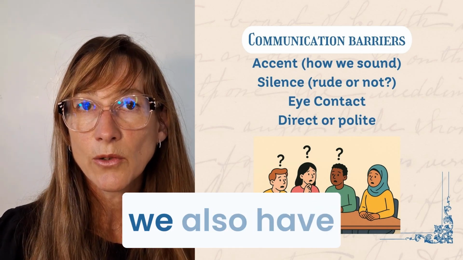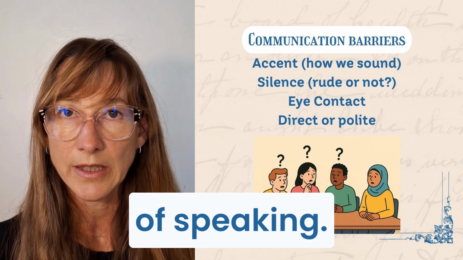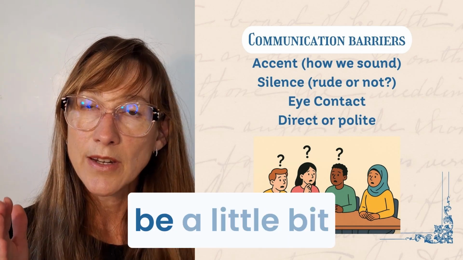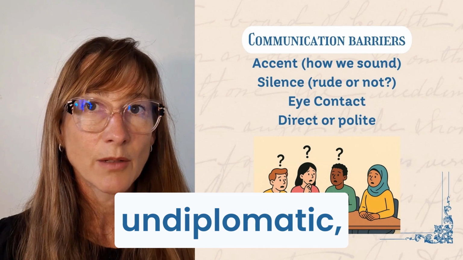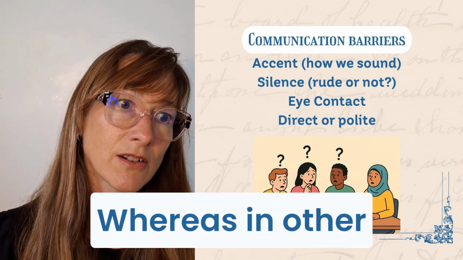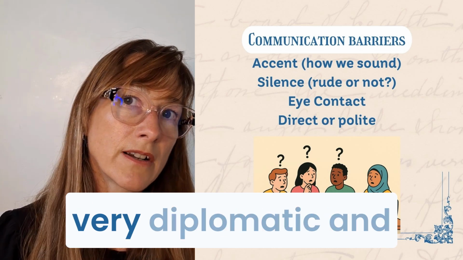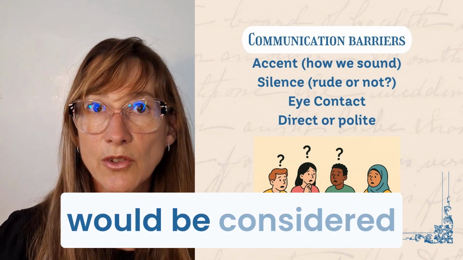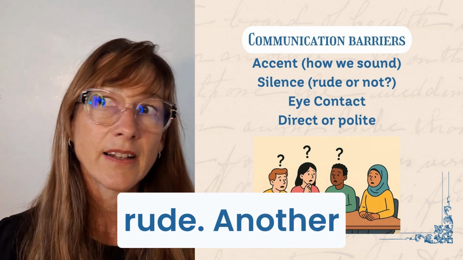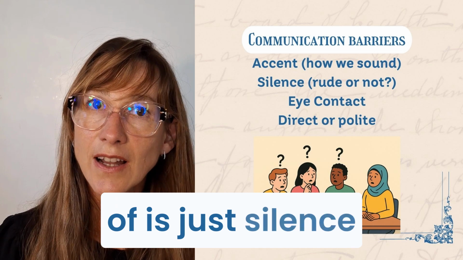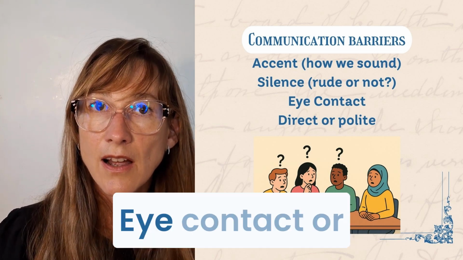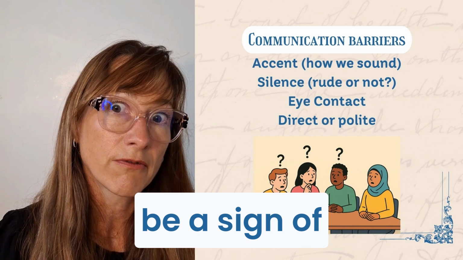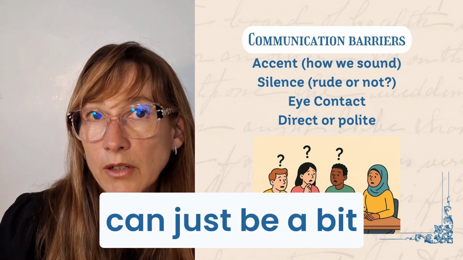Further to the accent, we also have different ways of speaking. For example, some cultures can be very direct. They will just be a little bit undiplomatic, but they will get straight to the point, whereas in other cultures it's more acceptable to be very diplomatic and never say anything directly the way it is, because that would be considered rude. Another example I can think of is just silence or eye contact. Eye contact or silence can either be a sign of respect, or it can be a sign of being rude, or it can just be a bit awkward.